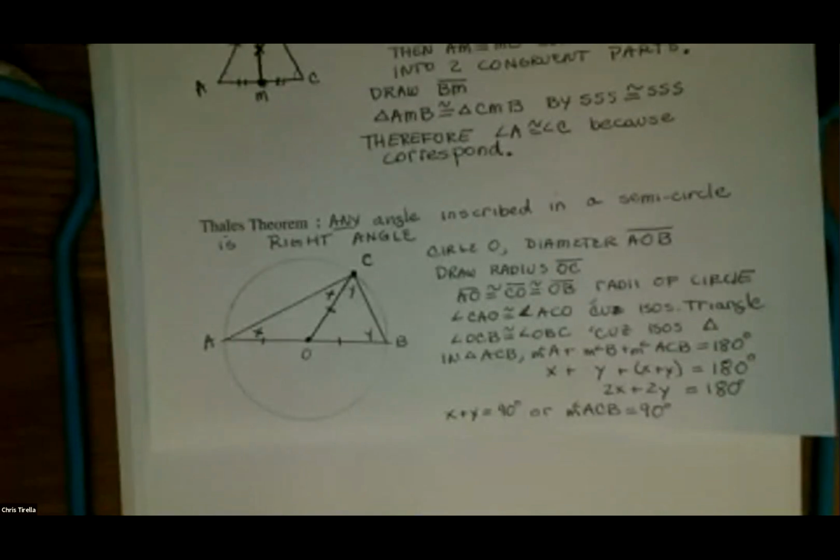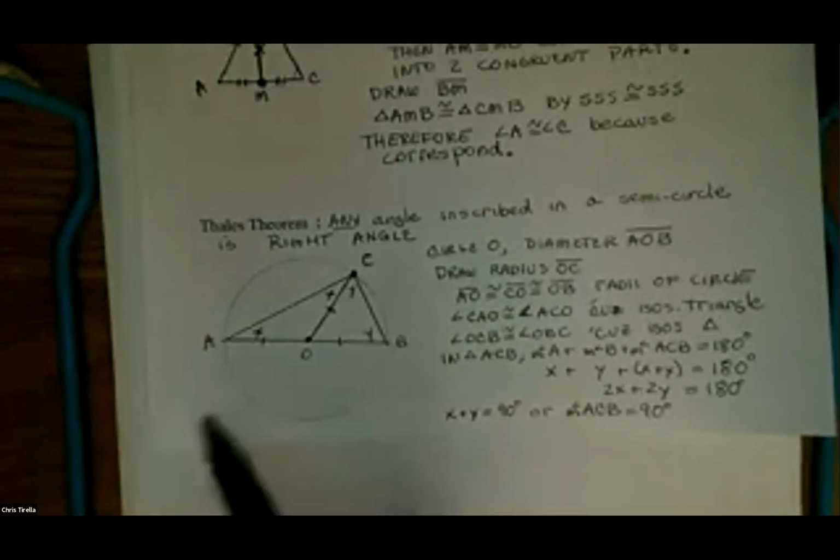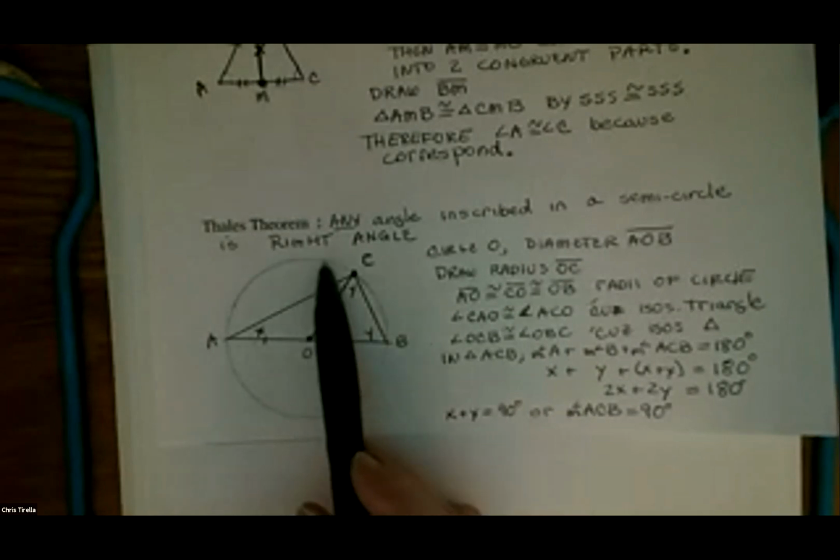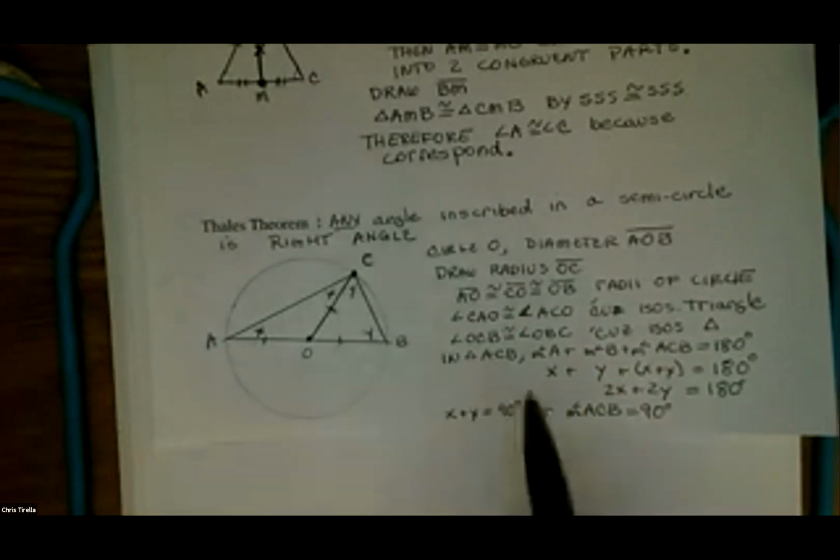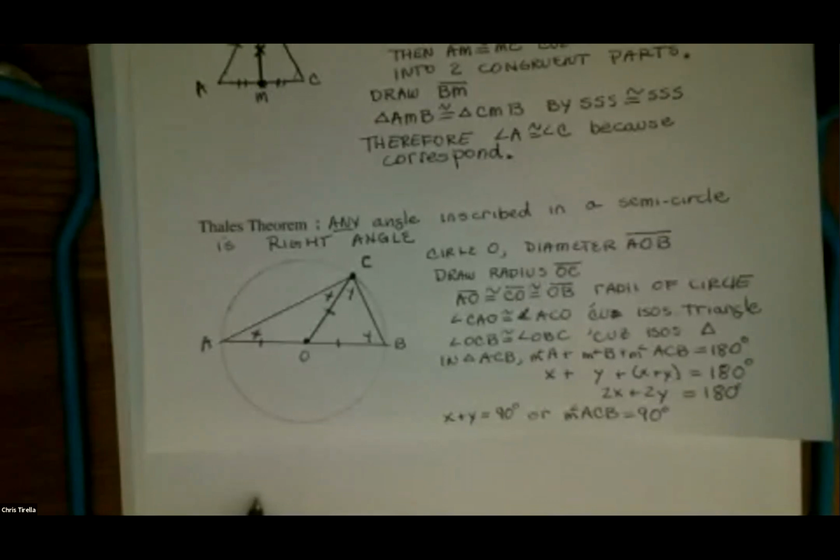And so we've got our right angle. No matter where I had put point C on the circle, it would have always worked out that C would have to be a right angle. Isn't that a nifty little proof? Does it make sense, folks? Kind of. Okay.